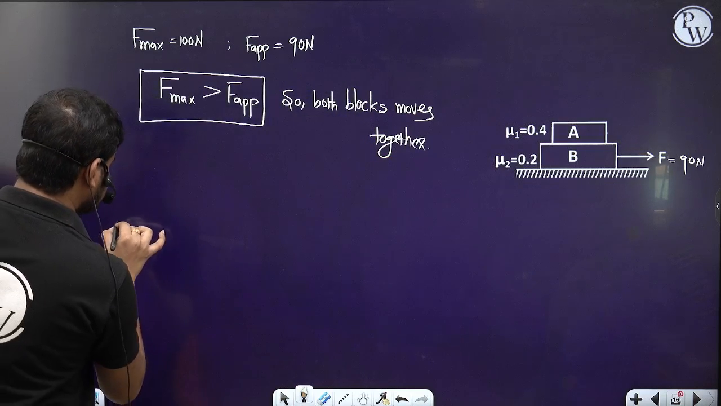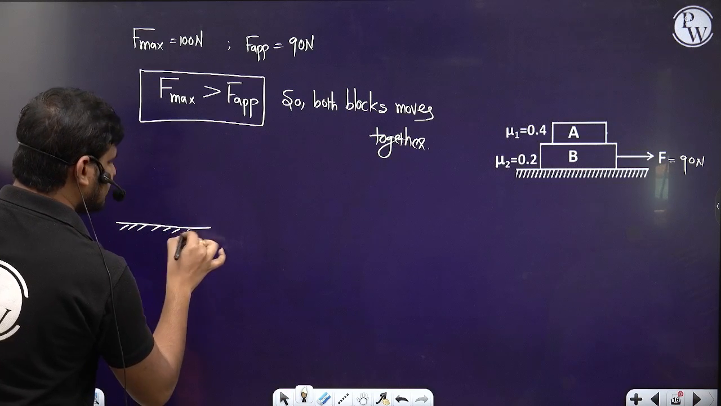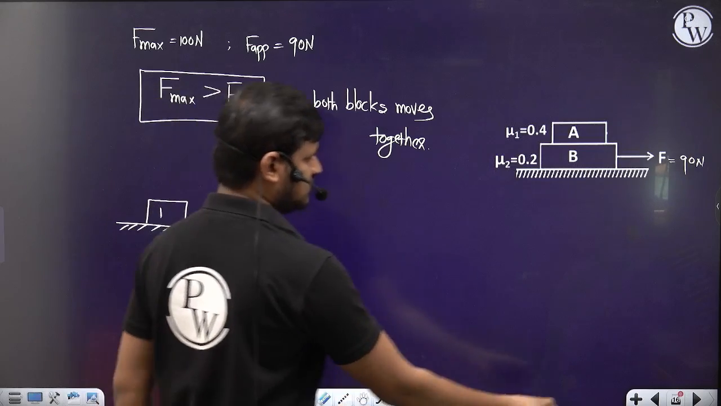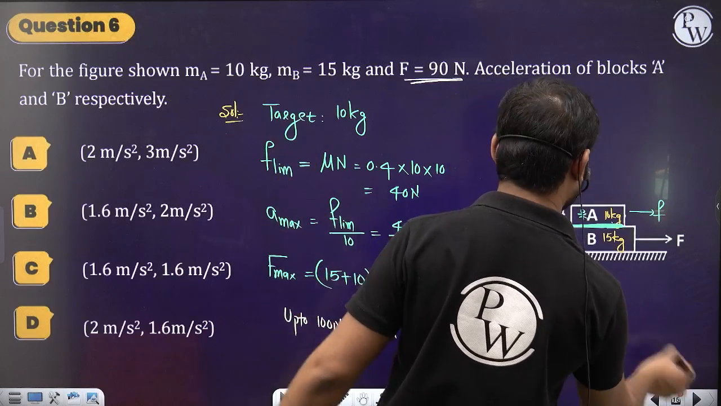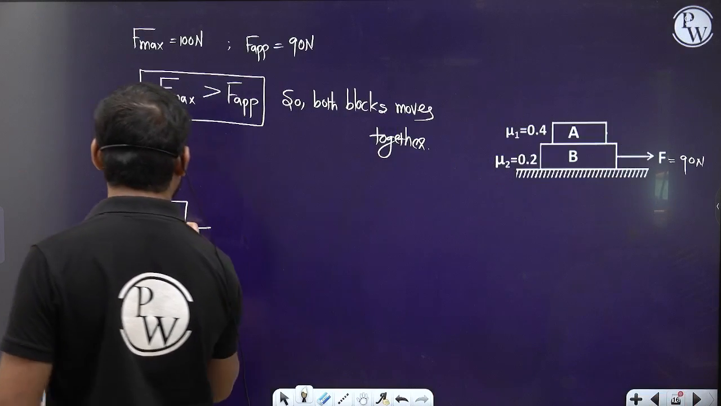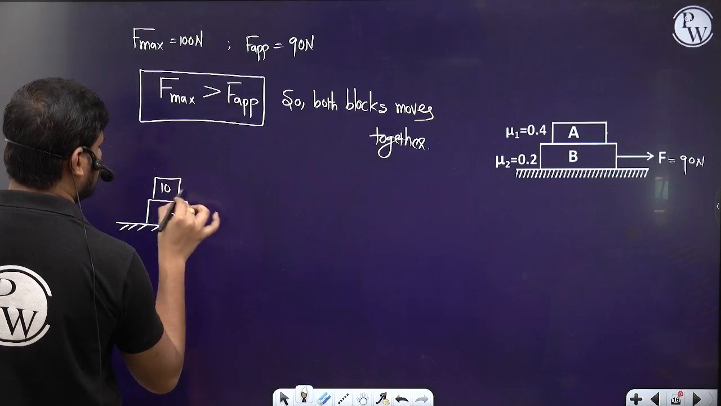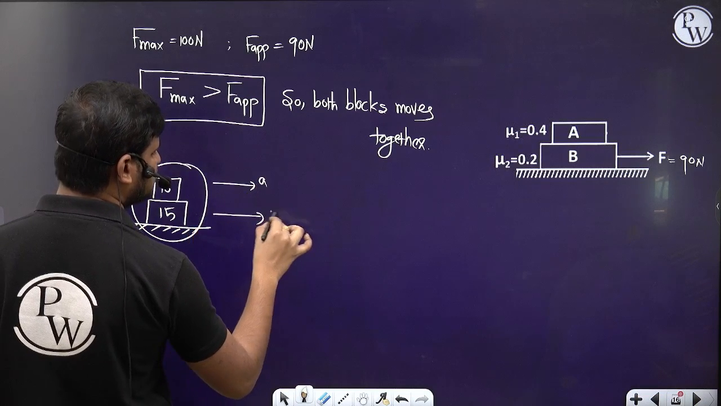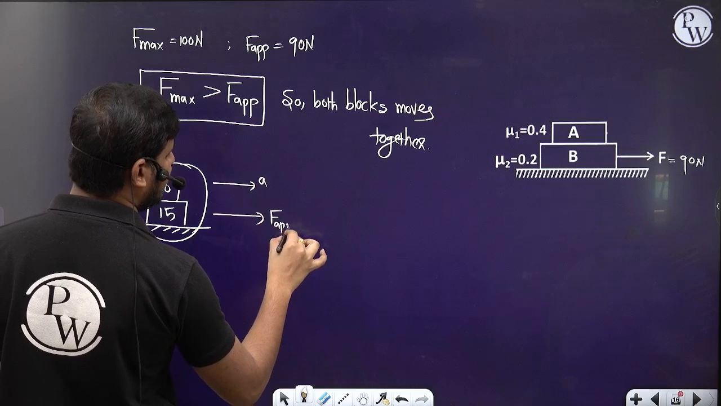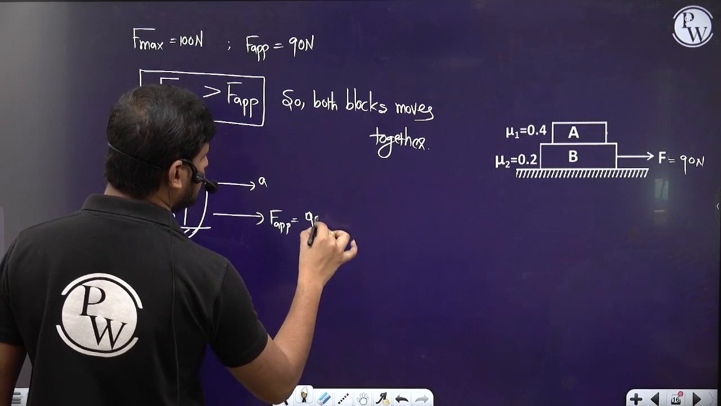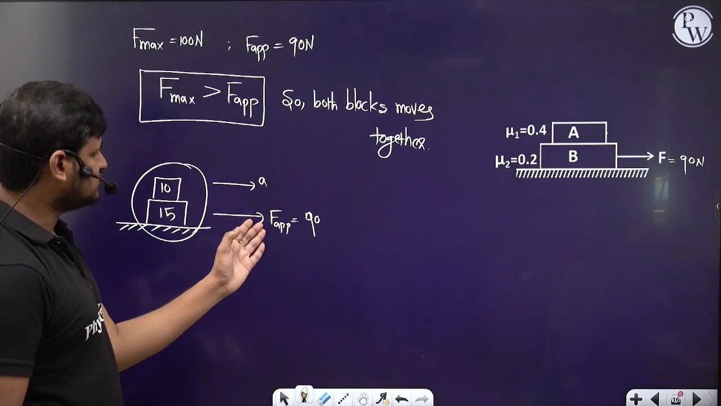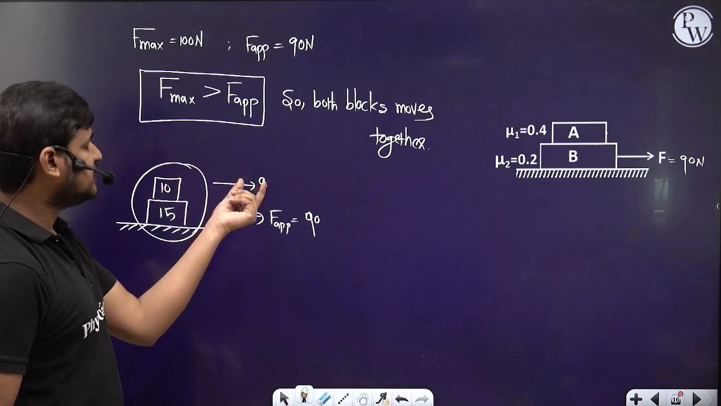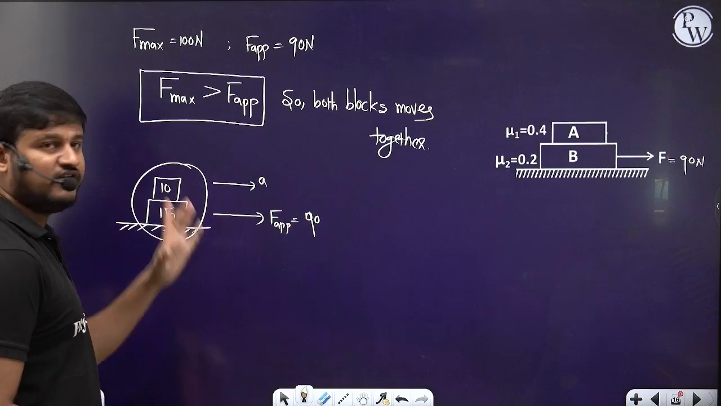See here, so here is the logic now again. This is the rough surface and here is the 15 kg block and this is the 10 kg block. They both are moving with the acceleration A. So what is the applied force? The F applied is equal to 90 newtons. But don't directly do acceleration equals force upon mass, 90 by 25. Don't do that.